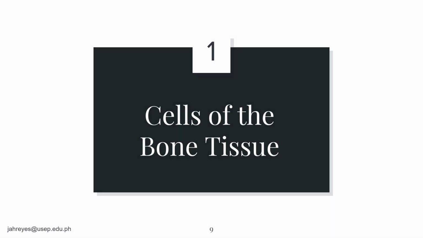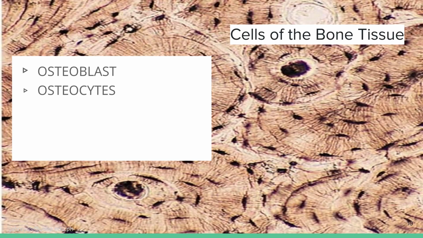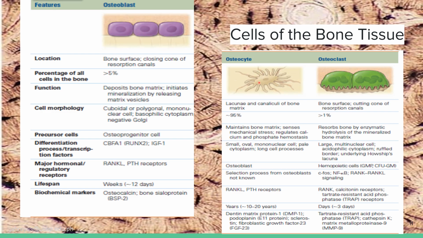So let's go to the different types of cells of the bone tissue. We have the osteoblasts, the osteocytes, the osteoclasts. These are the three major types of cells of the bone tissue. And we also have the osteoprogenitor cells and the bone lining cells. This is a table that represents the different types of cells of the bone tissue. So you have the osteoblast, osteocyte, and the osteoclast.